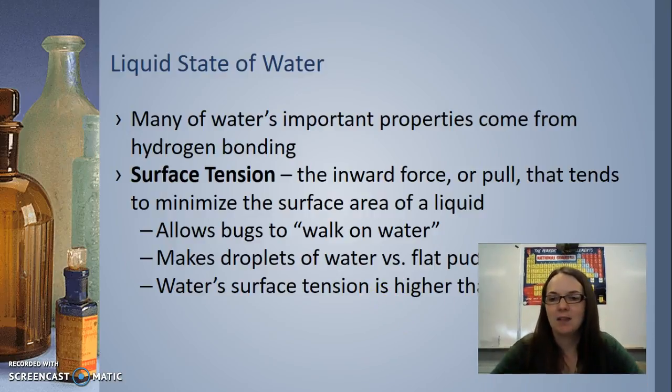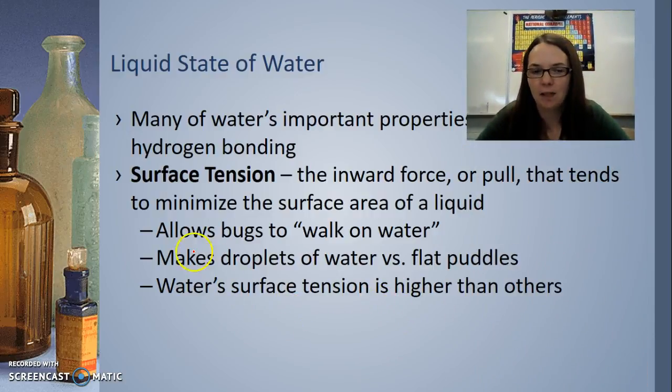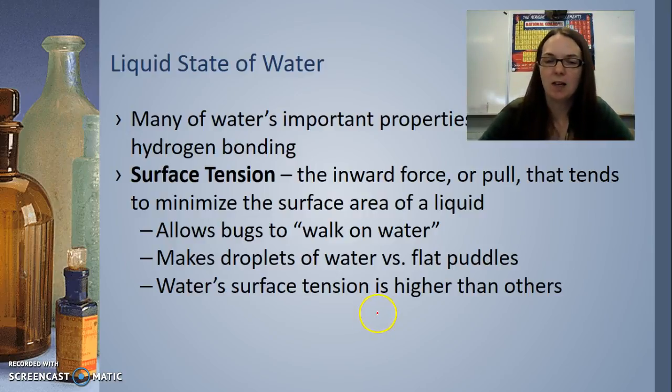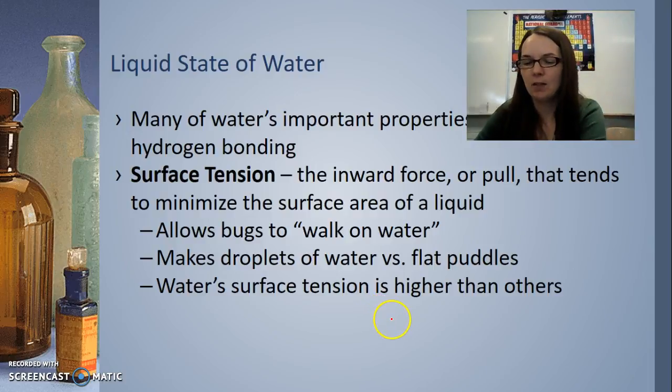Surface tension allows bugs to walk on water, and it makes droplets an actual drop with three dimensions instead of a flat puddle. Water has a really high surface tension compared to other liquids, which is really good for life, because it allows capillary action. It helps water climb up the veins of plants, and it helps it not evaporate as quickly because of the hydrogen bonding. So it's really good for us.